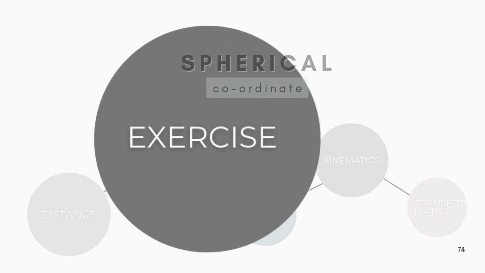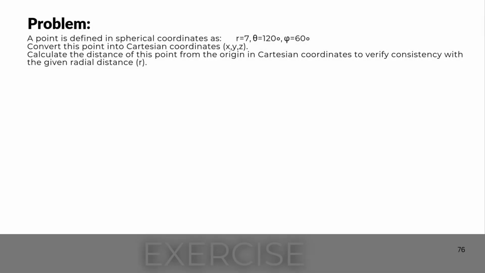Going with the flow, let's look at some mathematical exercise. Let us consider a problem where a point is defined in the spherical coordinate system as r is equal to 7, theta is equal to 120 degrees, and phi is equal to 60 degrees. Convert this point into Cartesian coordinates x, y, z, and calculate the distance of this point from the origin in Cartesian coordinates to verify the consistency with the given radial distance.